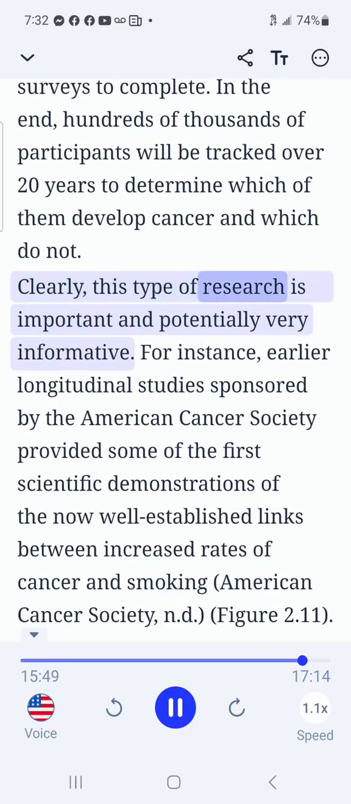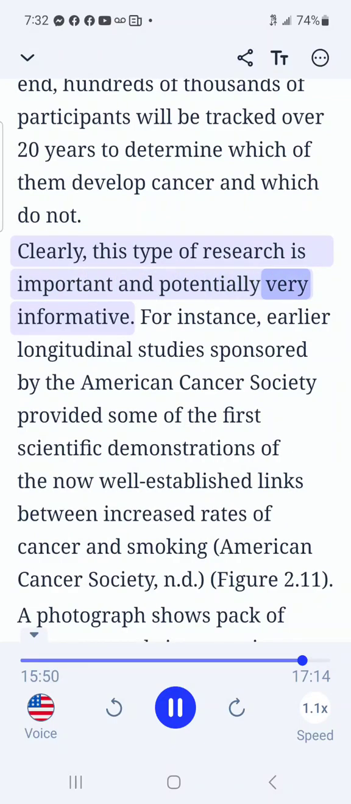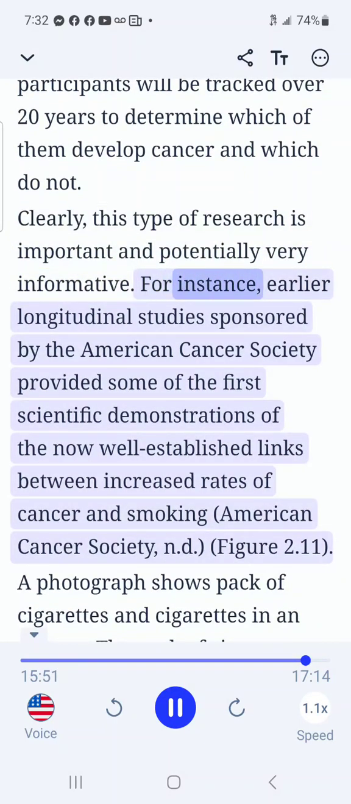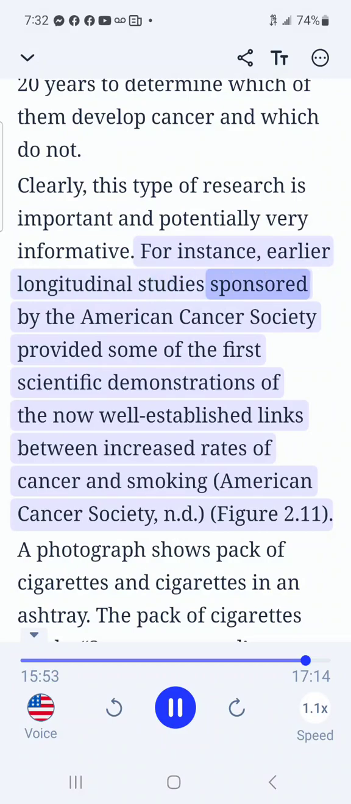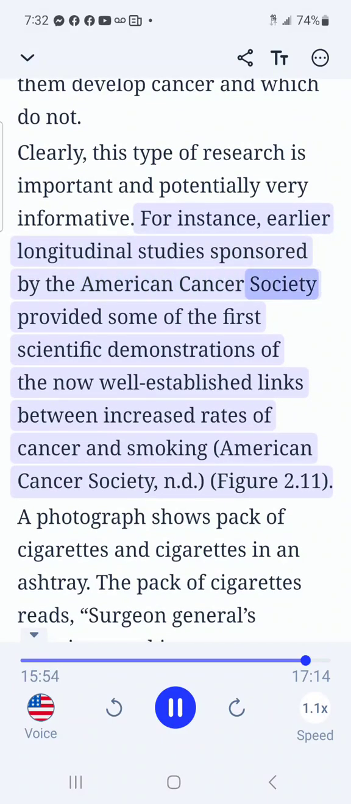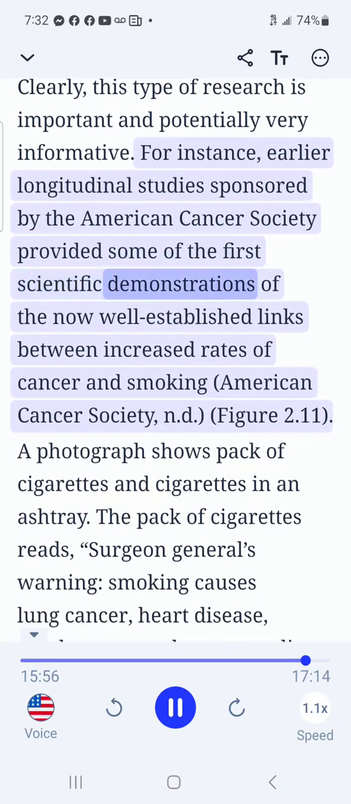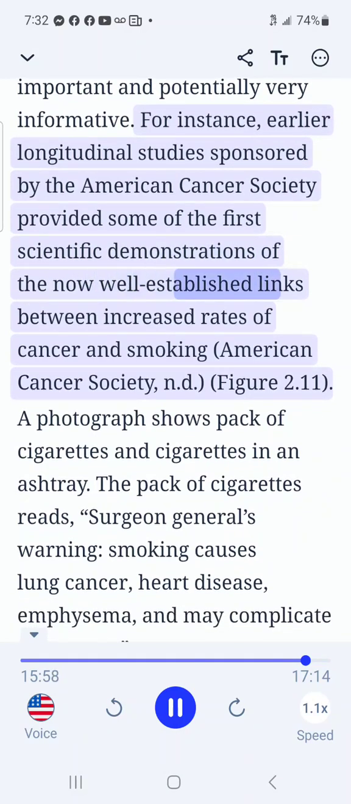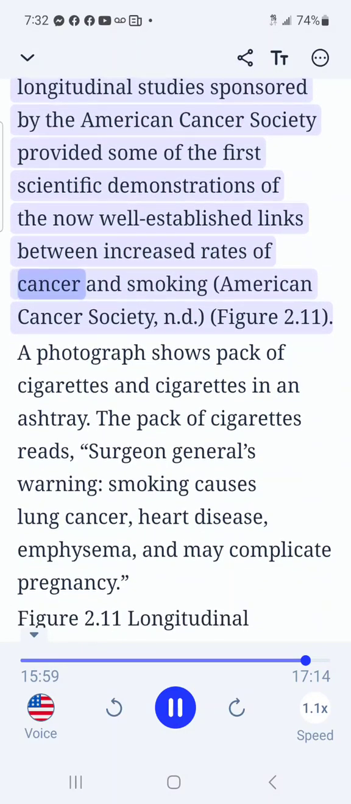Clearly, this type of research is important and potentially very informative. For instance, earlier longitudinal studies sponsored by the American Cancer Society provided some of the first scientific demonstrations of the now well-established links between increased rates of cancer and smoking.